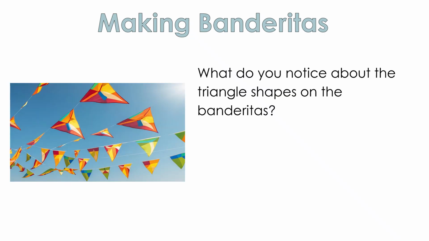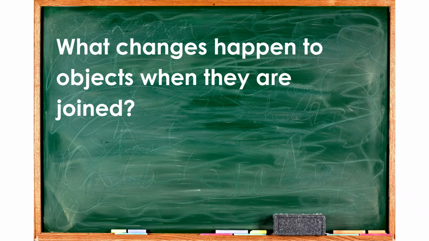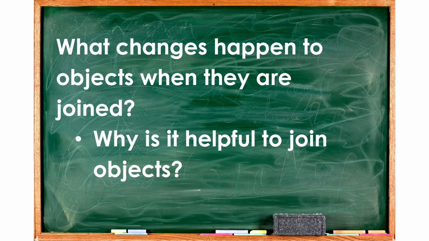What do you notice about the triangle shape on the banderitas? How can we attach the triangle shape to each other? Why do you think this will work? What changes happen to objects when they are joined? Why is it helpful to join objects?